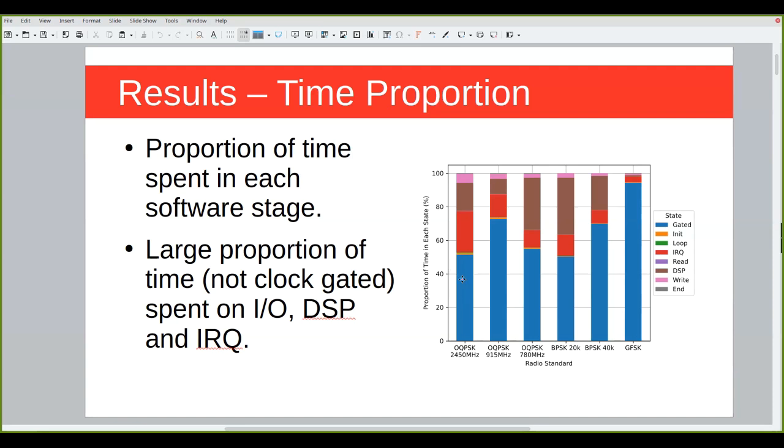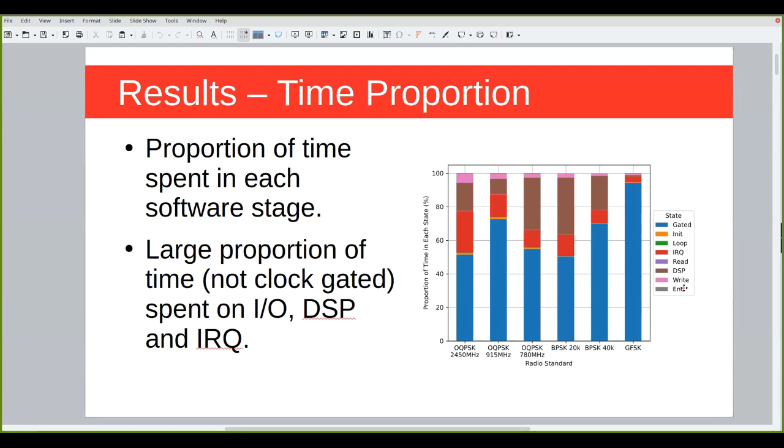These stages are: the blue here represents the time the CPU spent clock gated, so it's essentially not doing anything. The orange, which is barely visible, is the time spent initializing the whole system. The green here represents time spent in various conditions each time the system is woken up. The red here represents the time spent managing and waking up from interrupts, so when the CPU has work to do. Read is not very visible here, but it represents the time reading data from an interposer. Brown here represents the time spent doing signal processing. The pink here represents the time writing data back to the interposer, and gray, it's not very visible, represents the time cleaning up after the system is finished.